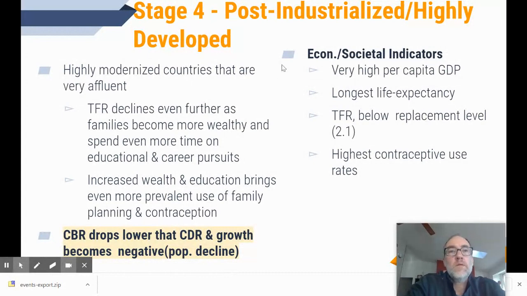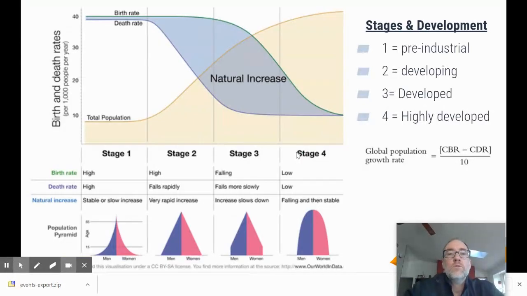Okay, last one. Stage 4, post-industrial, highly developed. These countries are very affluent. Total fertility rates continue to decline because they're wealthy. Increased wealth and education bring an even more prevalent use of family planning. Crude death rates oftentimes go even lower, and the growth rate becomes negative. So there's actually a decline in population in that country. Economic and societal indicators: you can see very high GDP, long life expectancy, low TFR, and the highest contraception use.